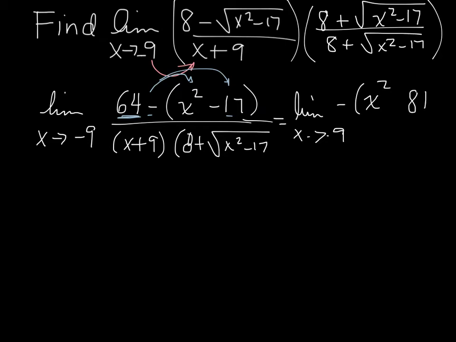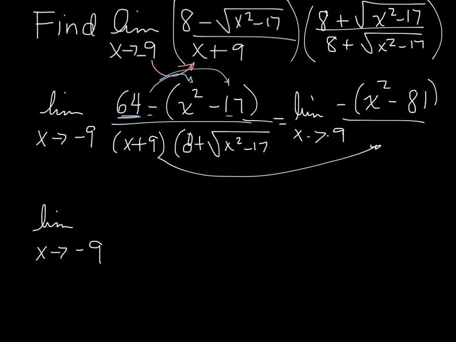But now notice in this case, because I have my negative outside, I put my negative there. And then I still have all this at the bottom. I don't feel like rewriting it. So I have the limit as x approaches negative 9. Notice the top, the x squared minus 81, is the difference of squares. So I have x plus 9, x minus 9.